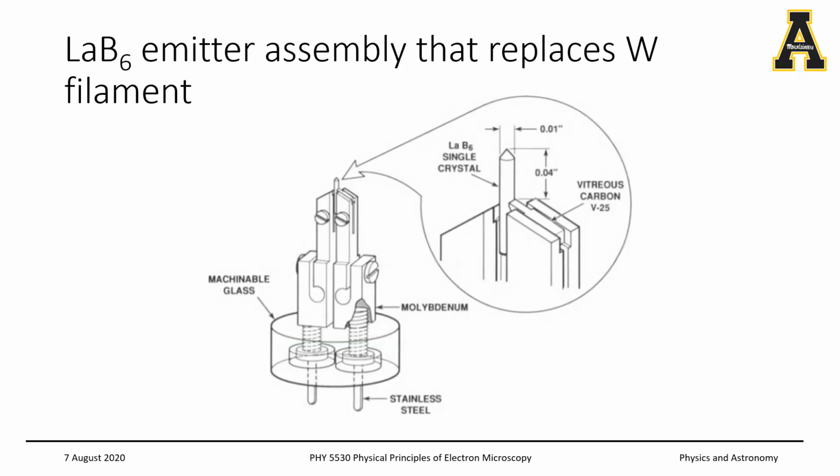All right. So this is just a basic schematic. You have some stainless steel rods holding it all up, and this vitreous carbon is what you use to heat the LaB6, right? So you apply a voltage between the two plates here, which heats up the carbon, and that in turn heats up the LaB6, and then you get emission.